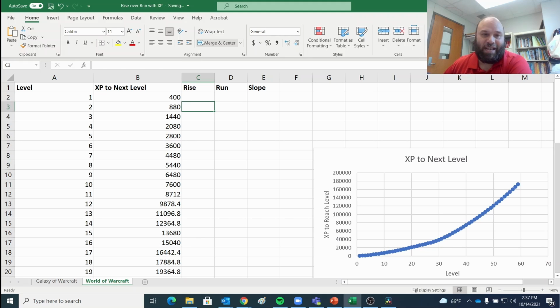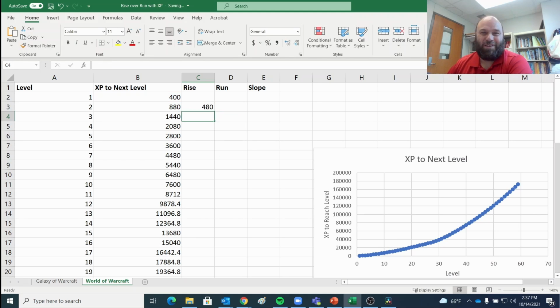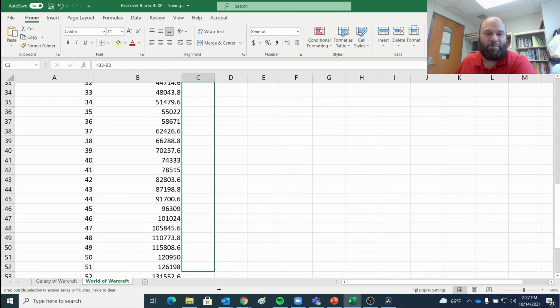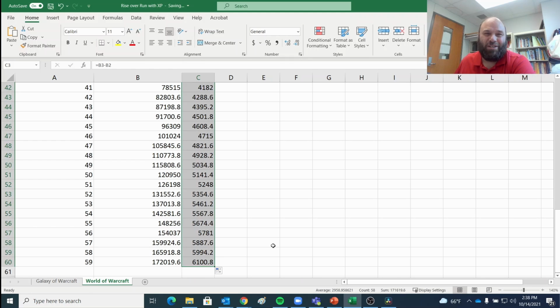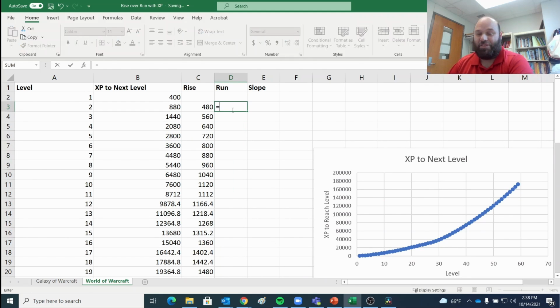As I mentioned before, it doesn't make sense to start in that first row, so we'll go to the next row, as we've done in the past when we're looking at change. Oops, I forgot the equal sign. There we go. So I'm going to generate the rise. Let's go all the way down. These are all the levels up to level 59, what it takes to get to level 60. So you see all these rises are changing. Let's look at the run.